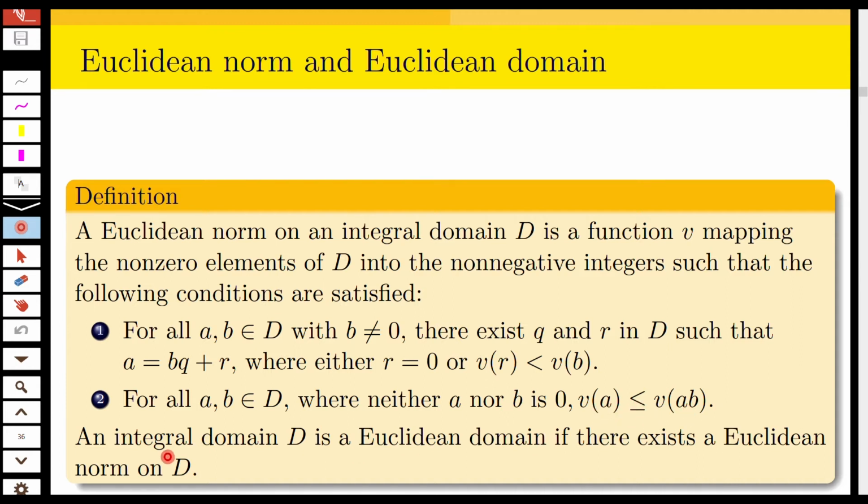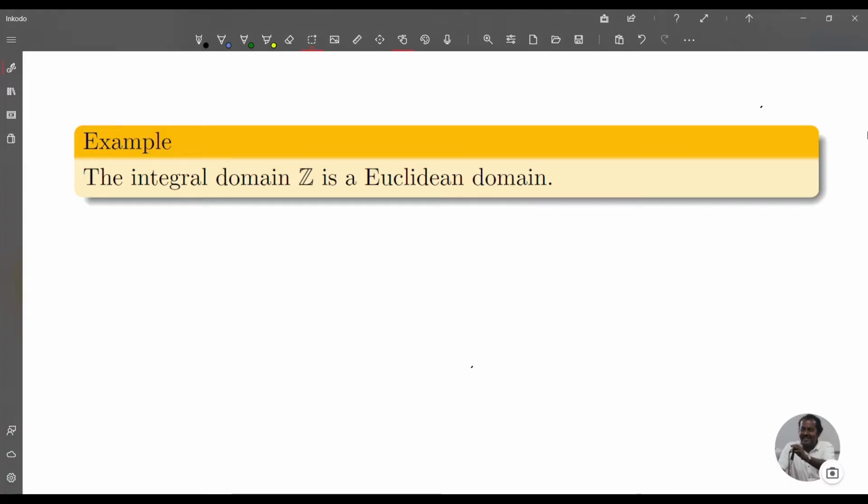An integral domain D is a Euclidean domain if there exists a Euclidean norm on D. Now we discuss some examples. The integral domain Z is a Euclidean domain.